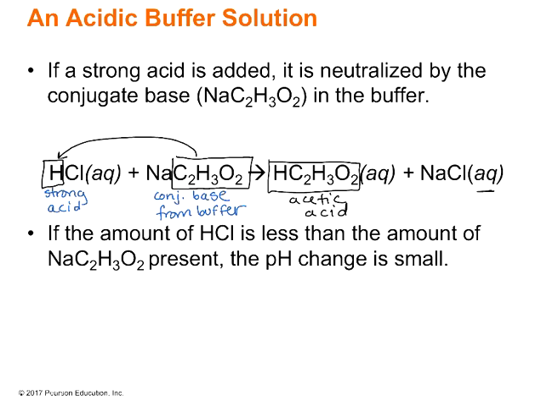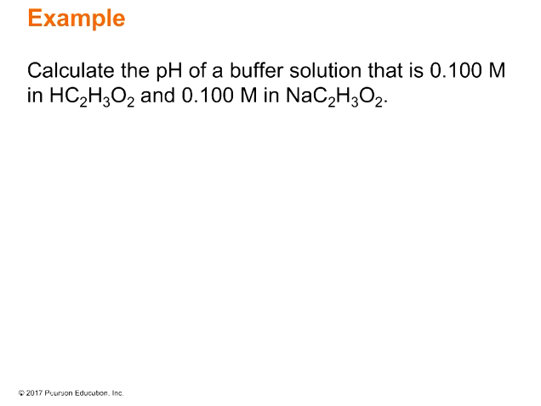Now, if the amount of hydrochloric acid is less than the amount of conjugate base present, the pH change is small. So we should maintain something relatively close to the pH we're trying to maintain. So let's calculate the pH of a buffer solution that is 0.1 molar in acetic acid and 0.1 molar in sodium acetate. Okay, now this example is in your textbook, but let's go over it together.